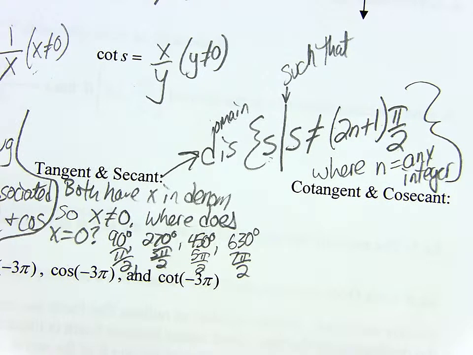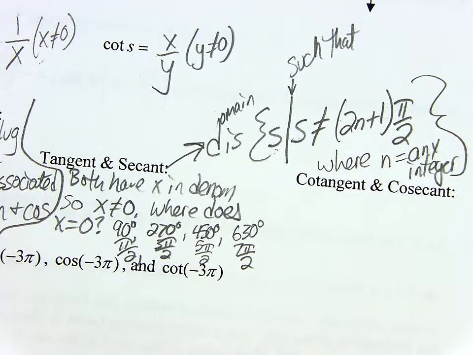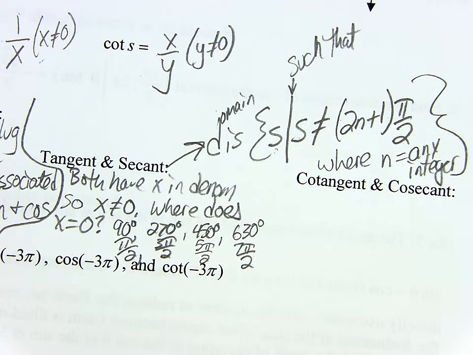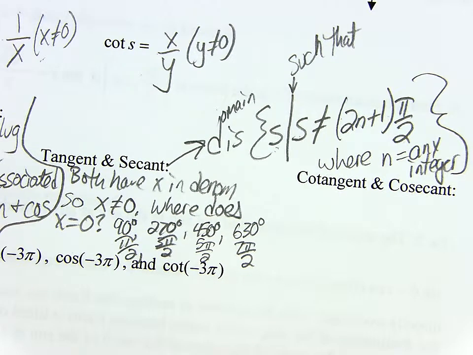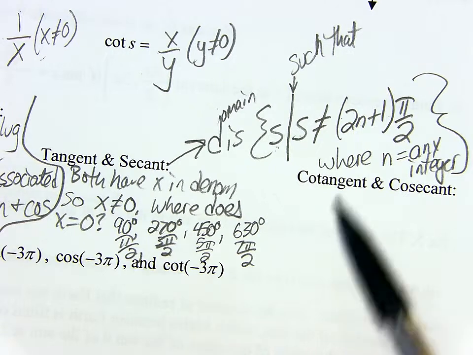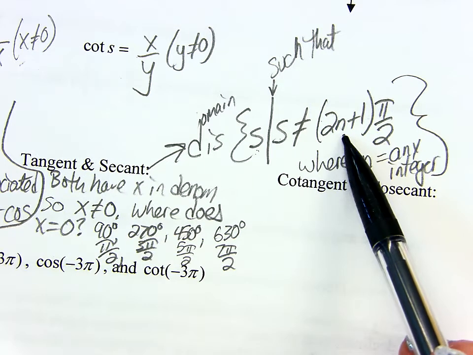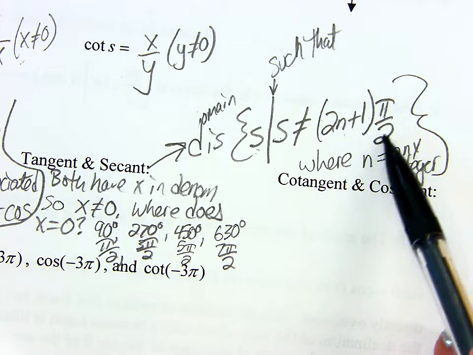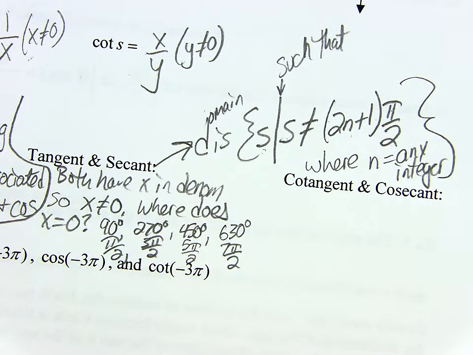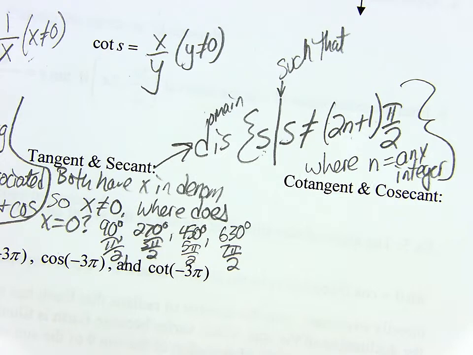How do I express an even number? Every even number can be written as 2 times some other number. Take any number you want and multiply by 2, and you're guaranteed to get an even number. So how do I get an odd? You do 2 times any number I want, and I just add 1 to it. That's all this is: any odd number times pi over 2. So if n was 15, then I get 31 pi over 2, and that would be a value S couldn't have, because I'd have an x equal to 0.